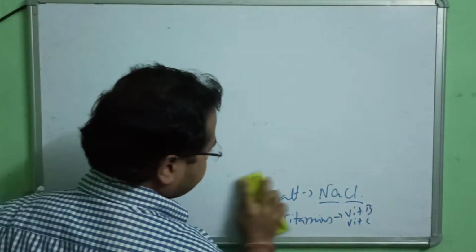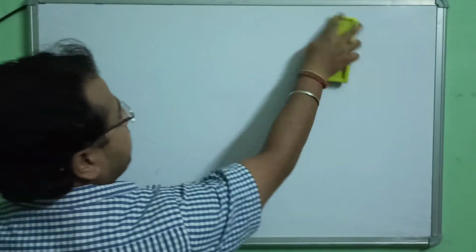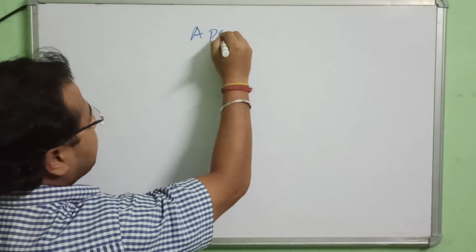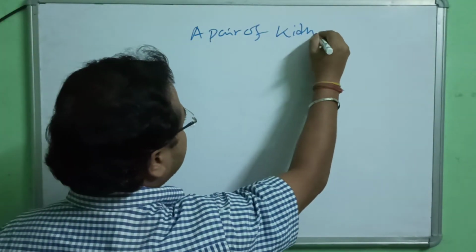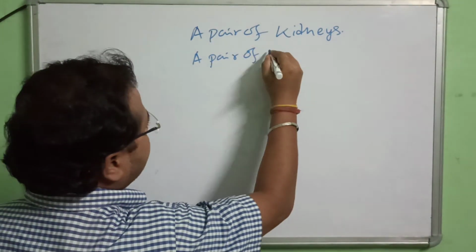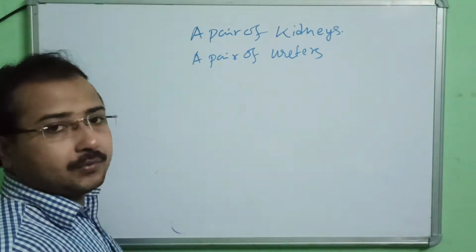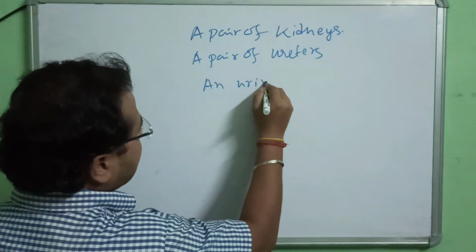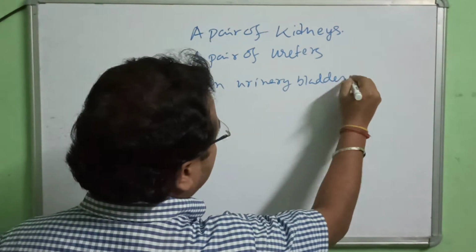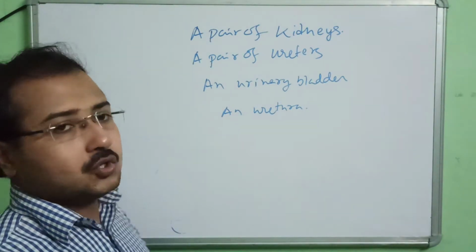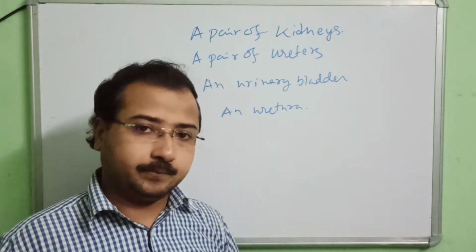So now let us see the excretory system. What is it composed of? We see a pair of kidneys, then a pair of ureters, what else? A urinary bladder, and then a urethra. So these are there in our excretory system.